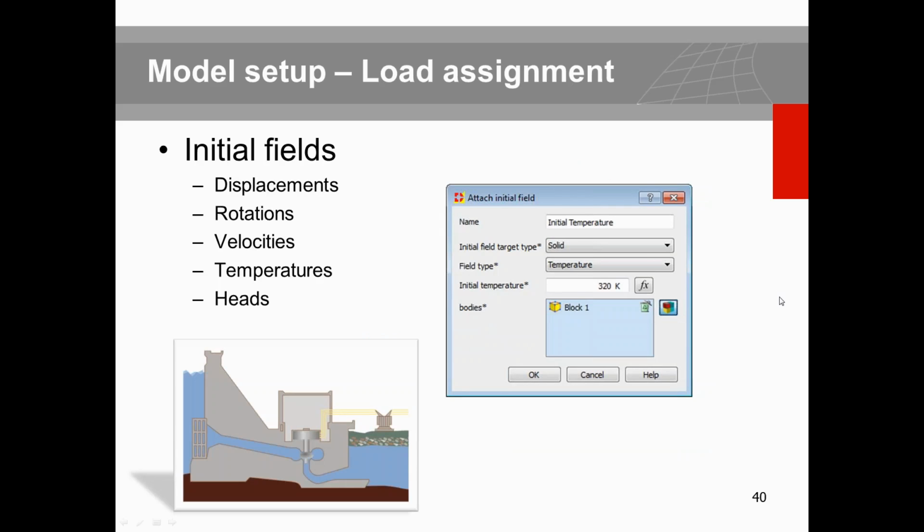Furthermore, if you're dealing with some sort of initialization in the model, there are some initial fields that can be introduced to the model. This could be displacement, rotation, velocity, or temperature or heads, depending on the type of analysis. These can be assigned based on the original and initial state of the model.